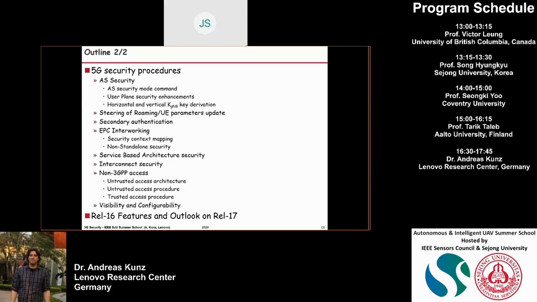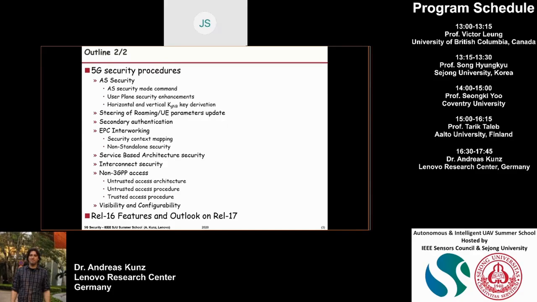We will have then the service-based architecture security. This is very new because of the new concept of this architecture. We have the interconnect security, which is also following the principles of the service-based architecture. And then we have the new non-3GPP access, which is also a new authentication procedure, which is able now to carry the same authentication methods as for primary authentication in 3GPP. Then, last but not least, we have the visibility and configurability of security features.